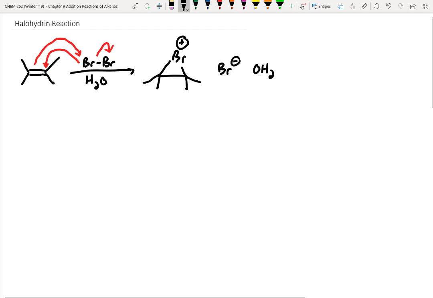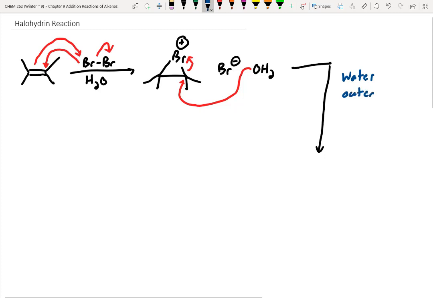The key thing with this reaction though is you have a huge excess of water. That means you've got a lot more water molecules floating around than you do bromide ions, which means in this next step, water is more likely to attack one of these carbons than the bromide ion. So let's make a note of that. Water outcompetes Br minus as a nucleophile.